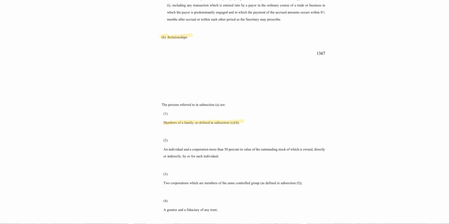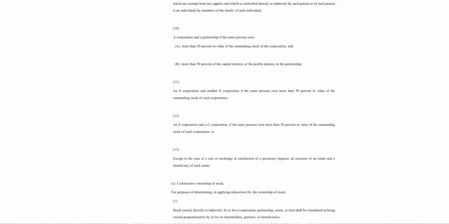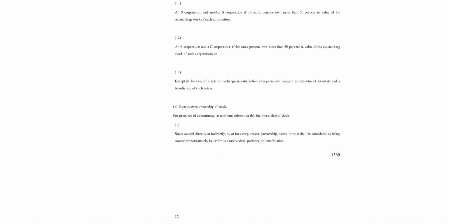Well, we've got brothers-in-law, right? They are selling this stock between one another, and then the question is whether he can take a loss, even though he's selling this loss to a brother-in-law. So then we have to go down to C4. Let's find C4, and we need to determine what a family member is.